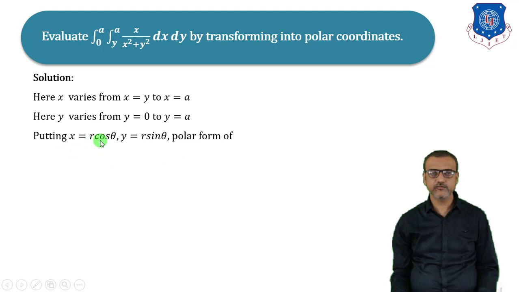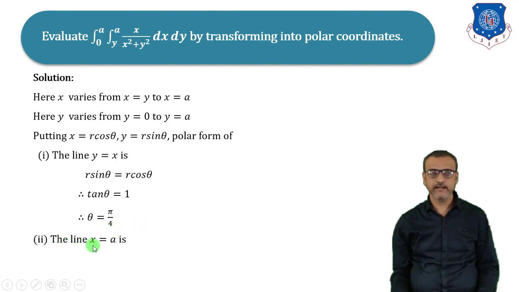Putting x equals r cos theta, y equals r sin theta, the polar form of the line y equals x is, replacing y by r sin theta, this is equal to x by r cos theta. So r will cancel out, sin theta upon cos theta, that is tan theta, and tan theta equals 1. Therefore we have theta equals pi by 4.